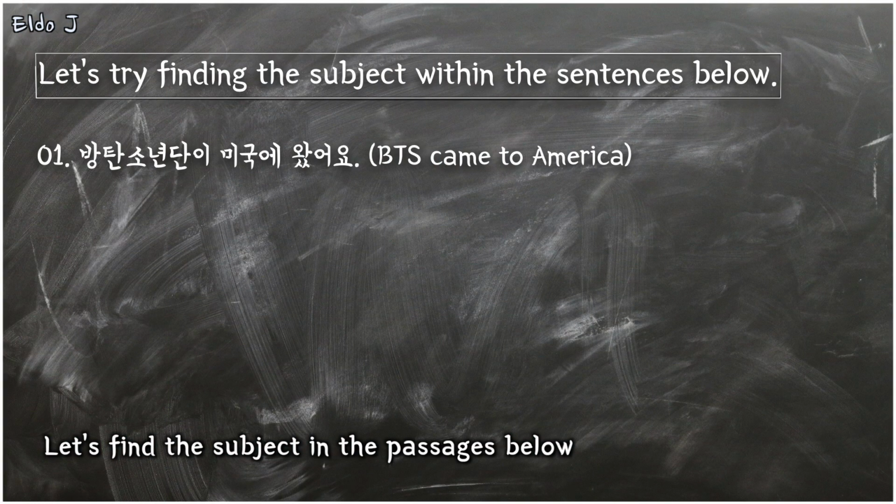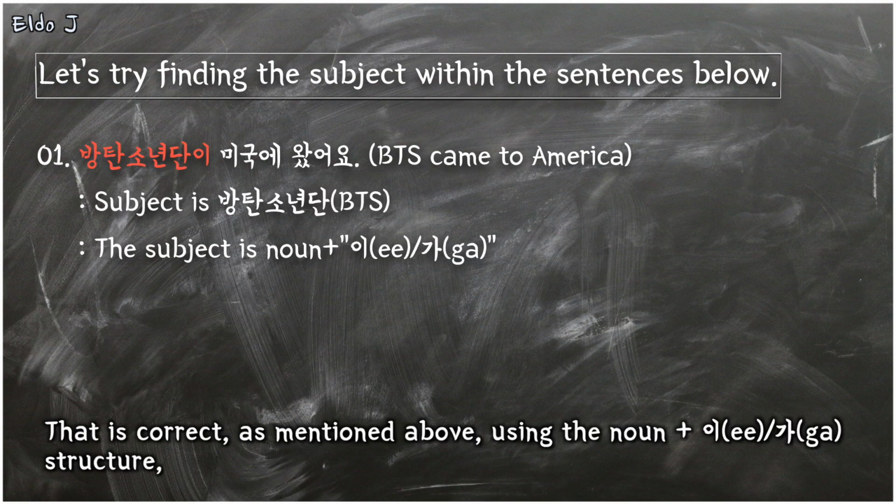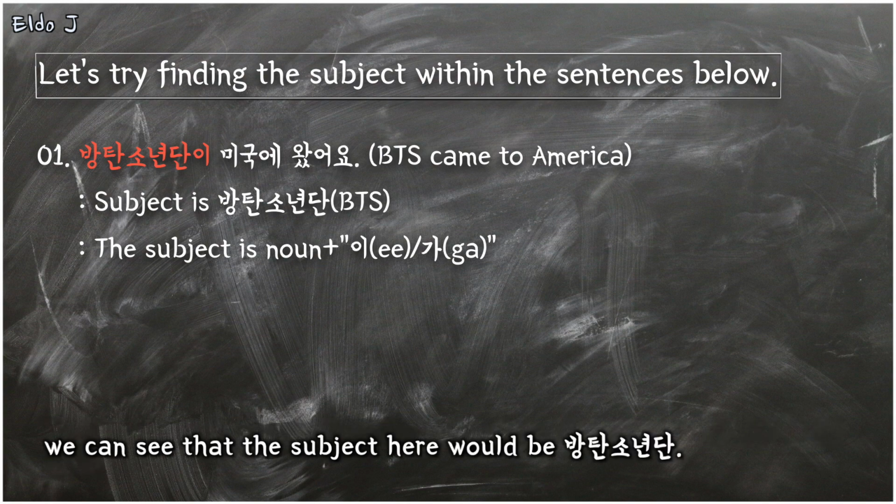Let's find the subject in the passage below. In passage 1, 방탄소년단이 미국에 왔어요. What is the subject? That's correct. As mentioned above, using the noun plus 이가 structure, we can see that the subject here would be 방탄소년단.